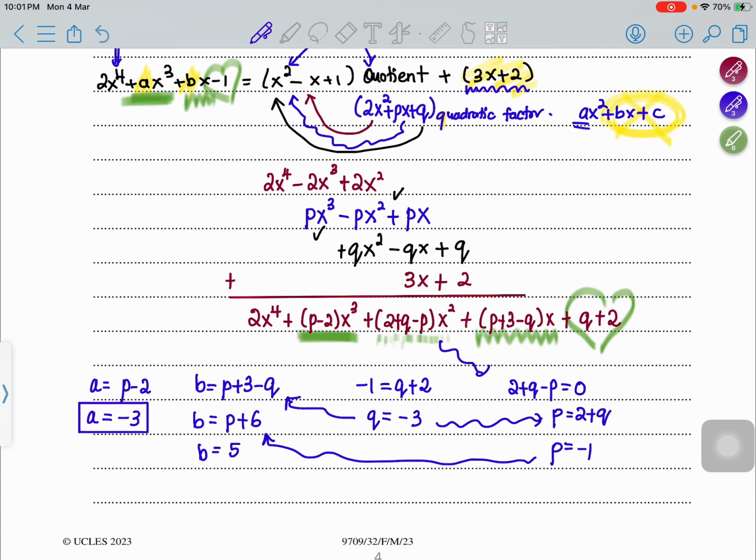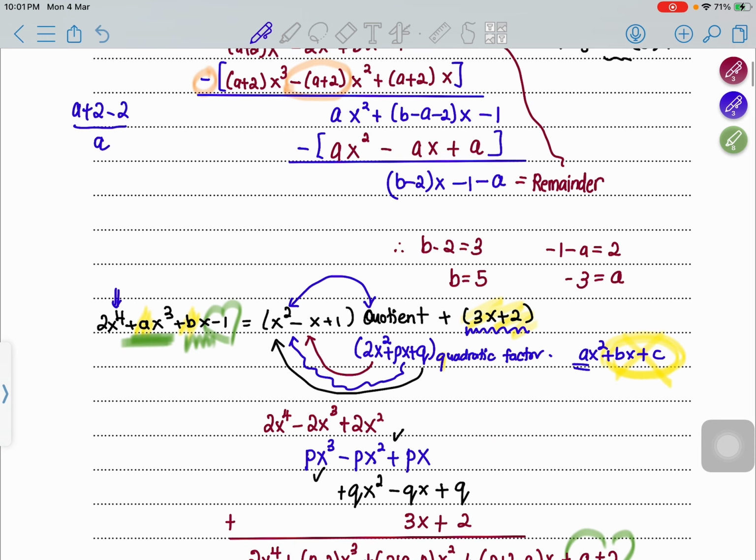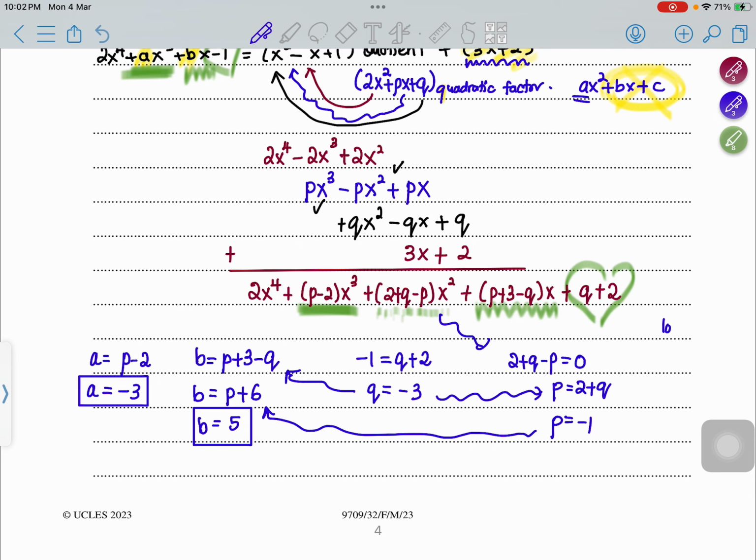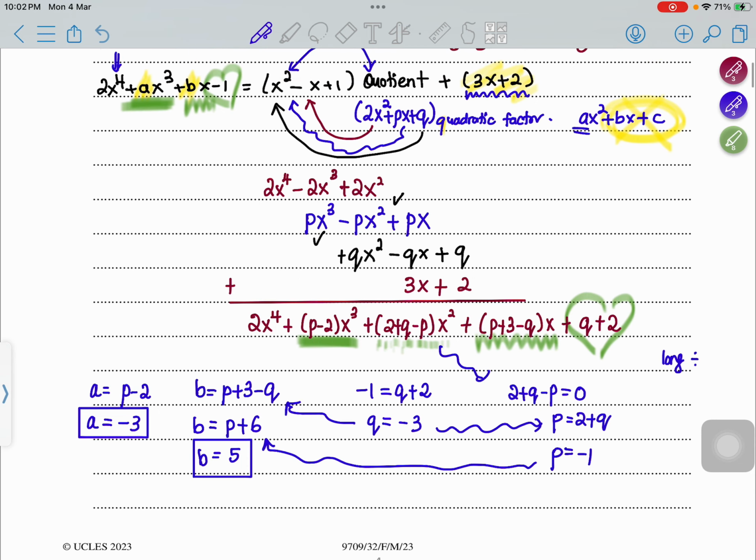b value is 5. You compare with your long division. See whether it is the same or not. See, a is -3. b is equal to 5. So you can choose whichever method you like. It's either the long division, which is really long and can be tedious, or you just compare the coefficients by the expansion method.